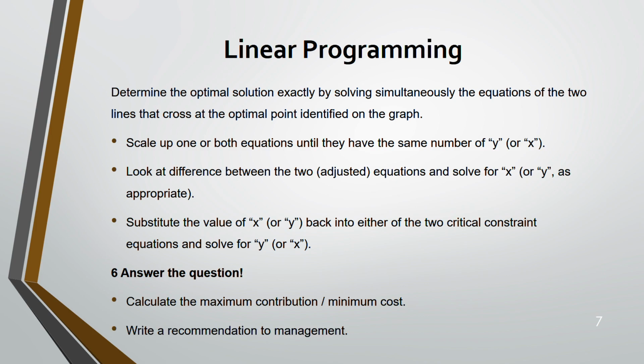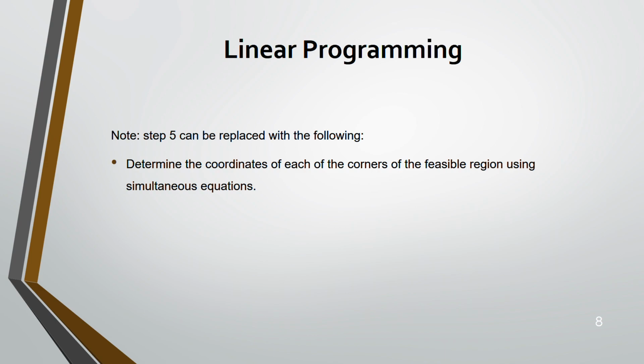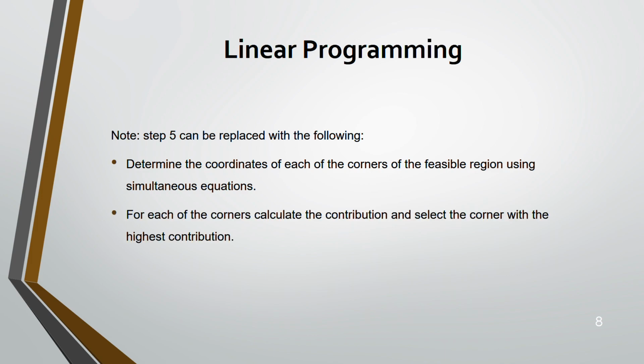Sometimes you should be able to recommend to management also that these products you have to make, these products they should not make, like that. Okay. Now, step 5 can be replaced with the following. Okay. You can determine the coordinates of each of the corners of the feasible region using simultaneous equations also. Then for each of the corners, calculate contribution and select the corner with the highest contribution.